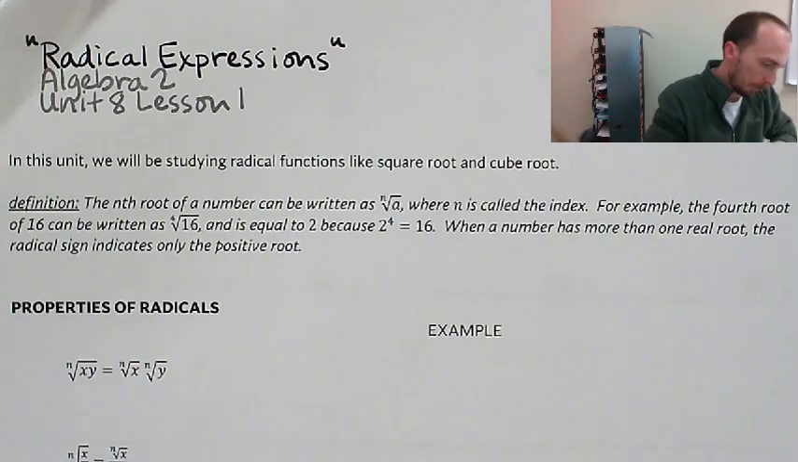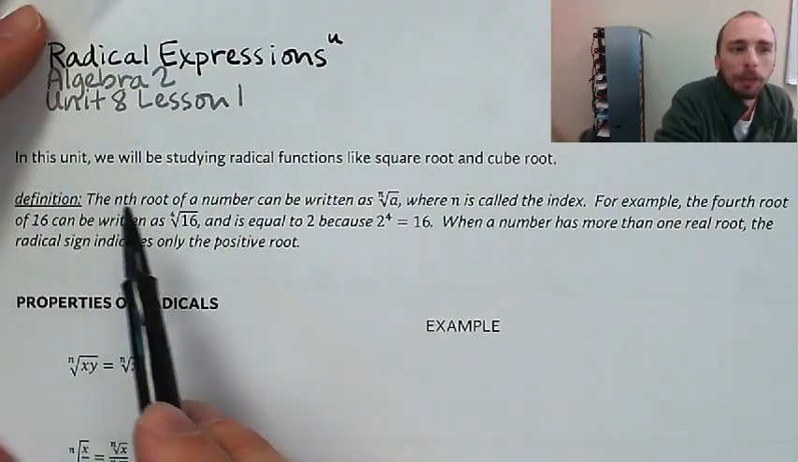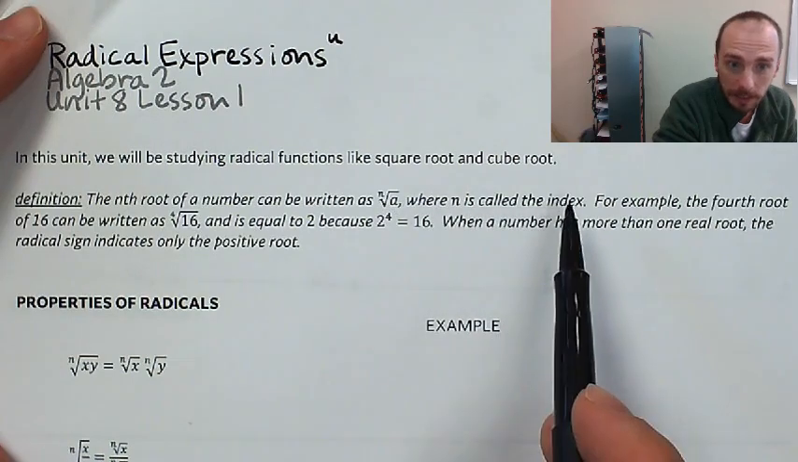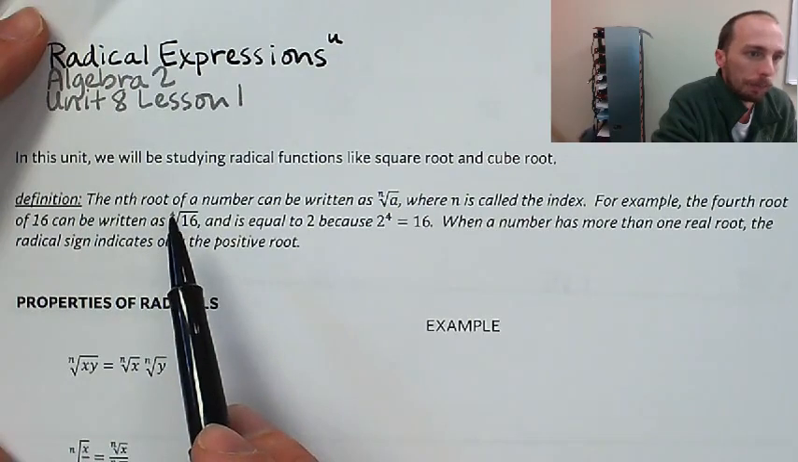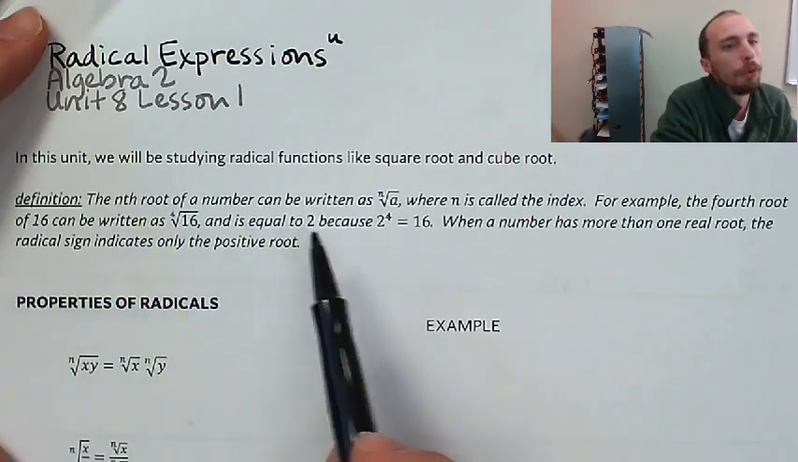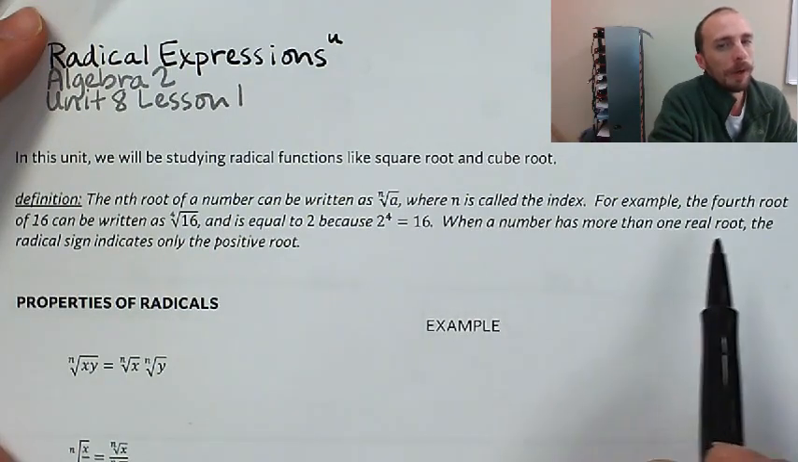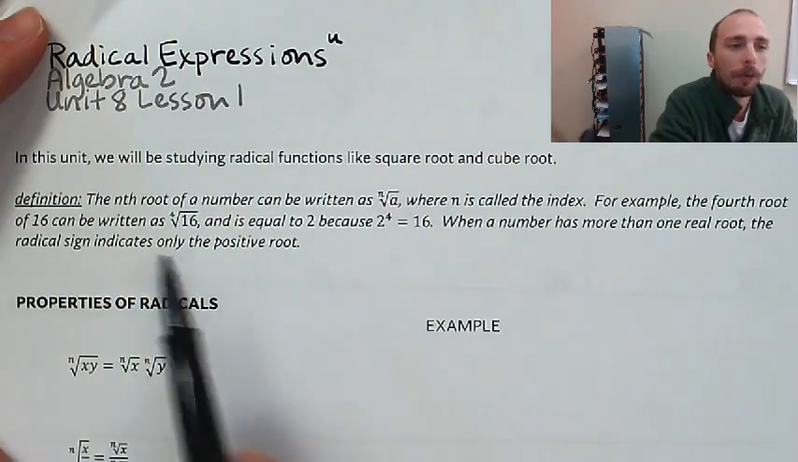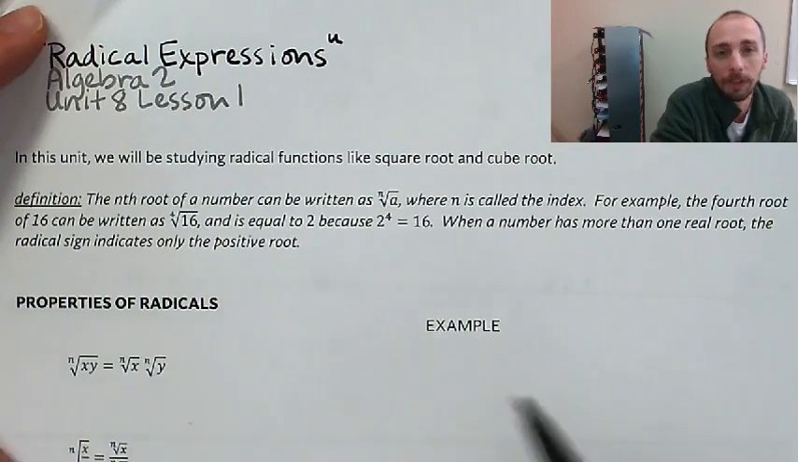So it'll be really important for us to start with the definition, just to remind ourselves what this means. The nth root of a number can be written as the nth root of a, where n is called the index. For example, the fourth root of 16 is equal to 2 because 2 to the 4 equals 16. And if there's more than one number that you could take to a given power and get the thing back, the radical sign is going to indicate only the positive root. So basically, by square root, we mean the positive square root.